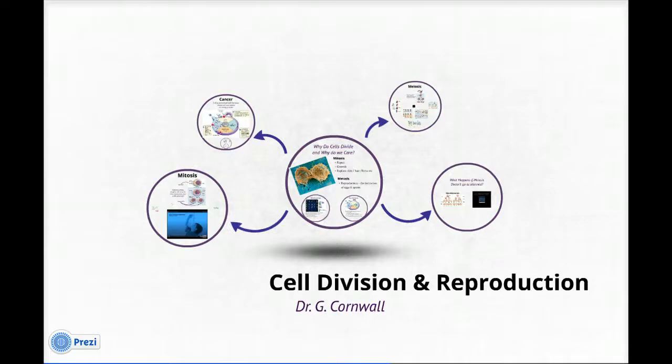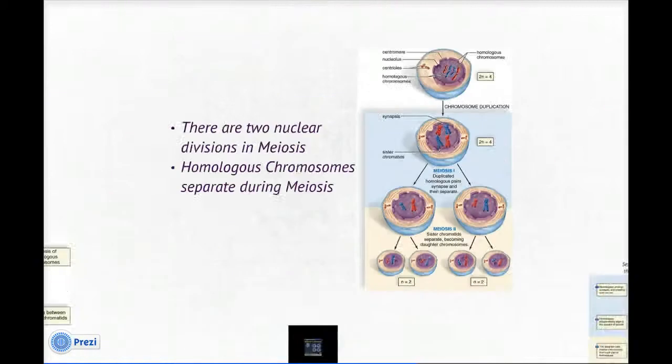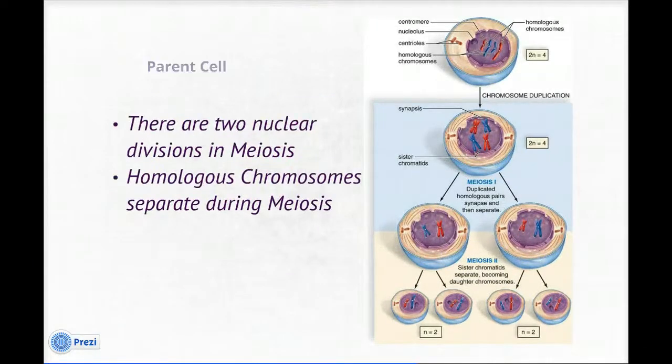In this final section of our chapter on cell division and reproduction, our primary focus will be on meiosis. Meiosis is similar in nature to mitosis. However, there are some significant differences to illuminate.